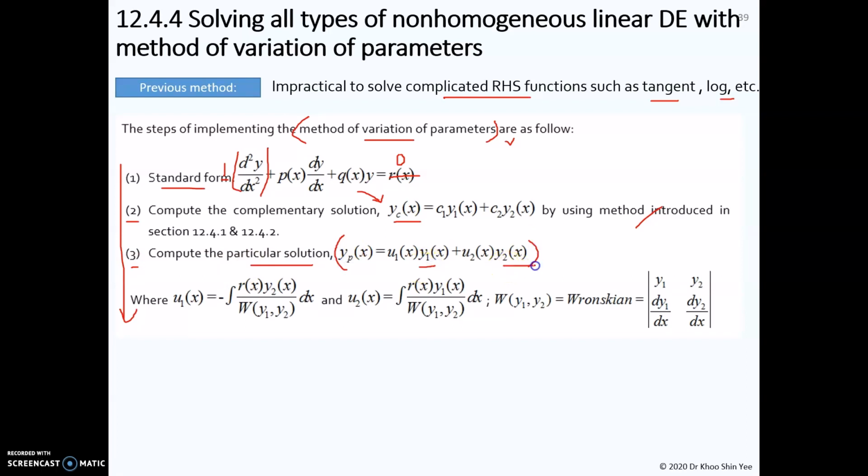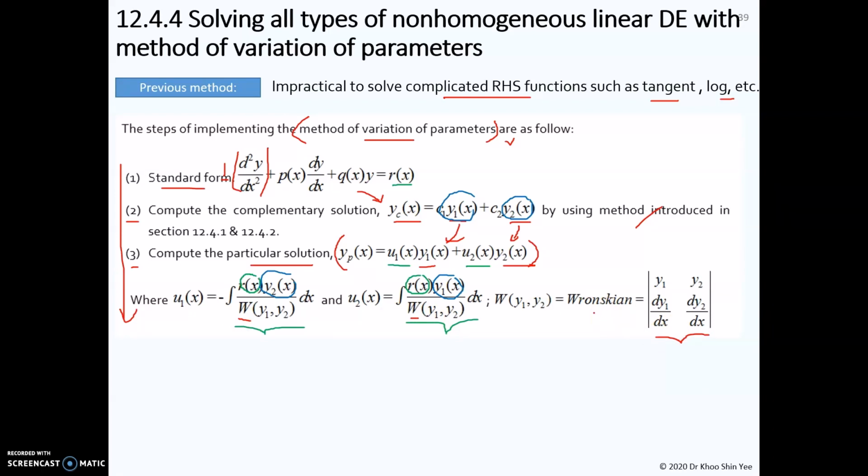y1 and y2 here are obtained previously in the complementary solution. So you can substitute. u1(x) and u2(x) can be computed by using this integration, where R(x) is equal to the right hand side function in the standard ODE format here. y2 and y1 are obtained in the complementary solution here previously. Lastly, W here means the Wronskian, which can be computed by using this formula.